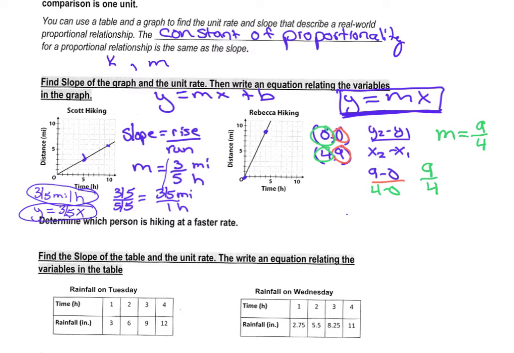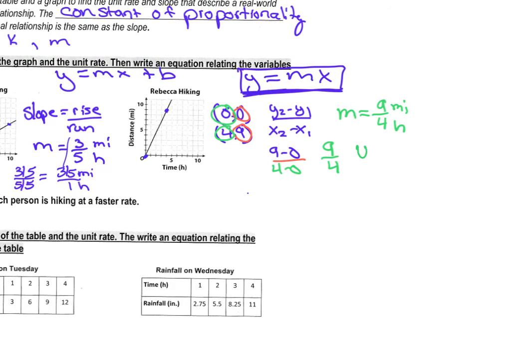And if I label that, that's miles and hours. So I have 9 miles in 4 hours. So what's my unit rate? 9/4. Wait, so does it matter which one you subtract?